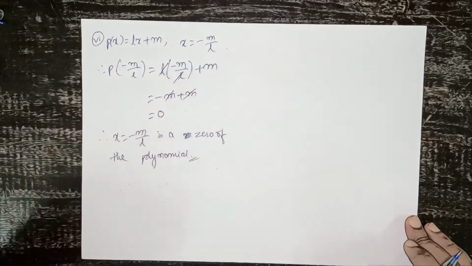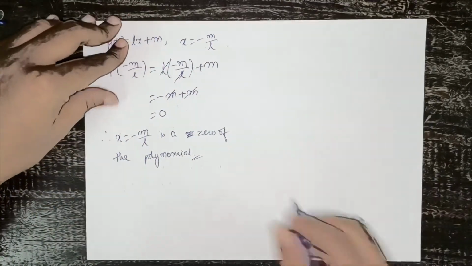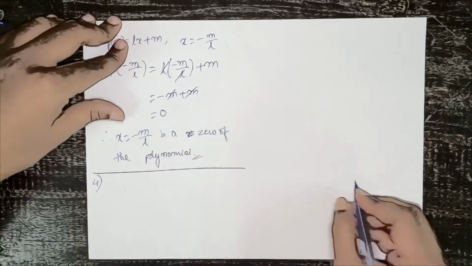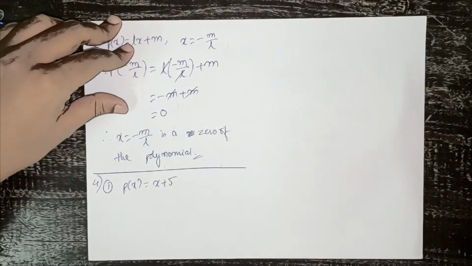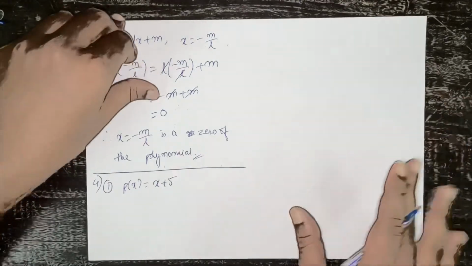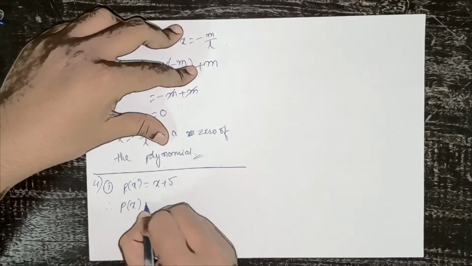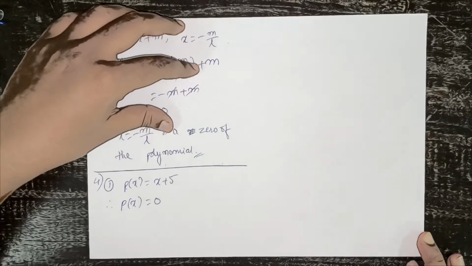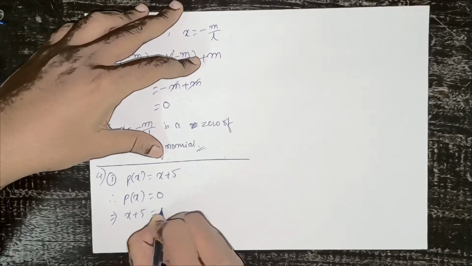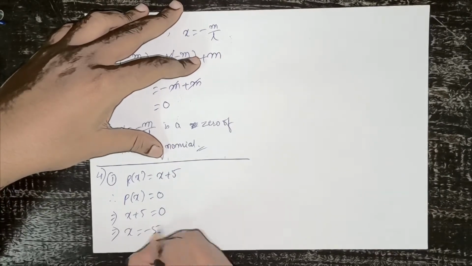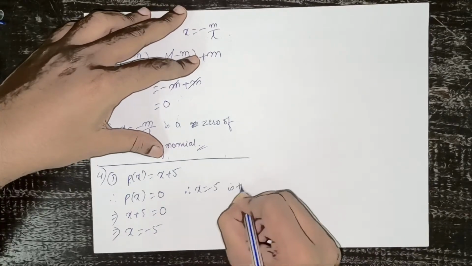So we have done 4 sums from number 3. The remaining are your homework. I hope you can do it. 4 more left, you can do it by yourself. Let's try number 4. What do we have in number 4? Suppose number 1, p of x has been given as x plus 5. What we have to do is find the 0 in this case. In order to find the 0, p of x must be 0. So what is p of x? It is x plus 5 equal to 0. Now just solve the equation. So x will be equal to minus 5. Therefore x equal to minus 5 is the 0 of the polynomial.